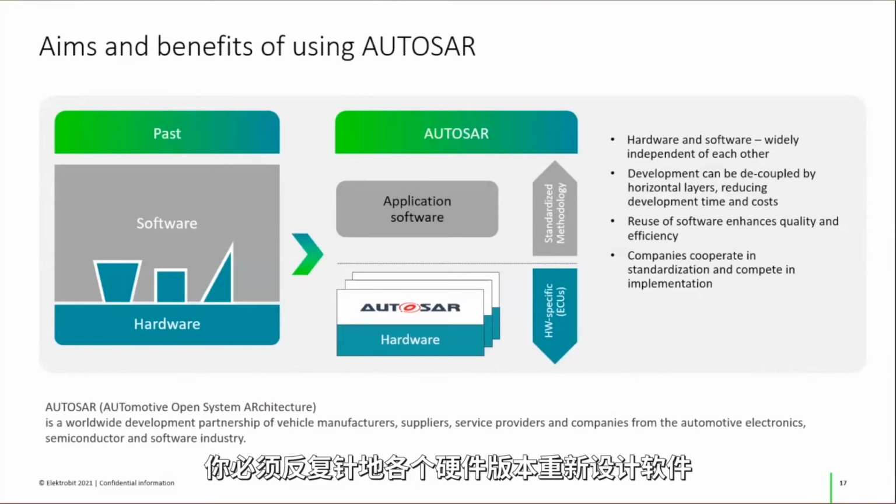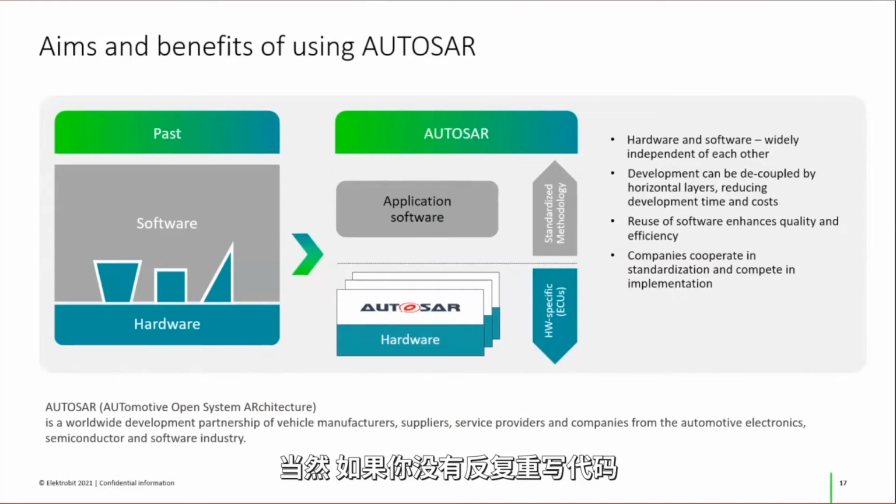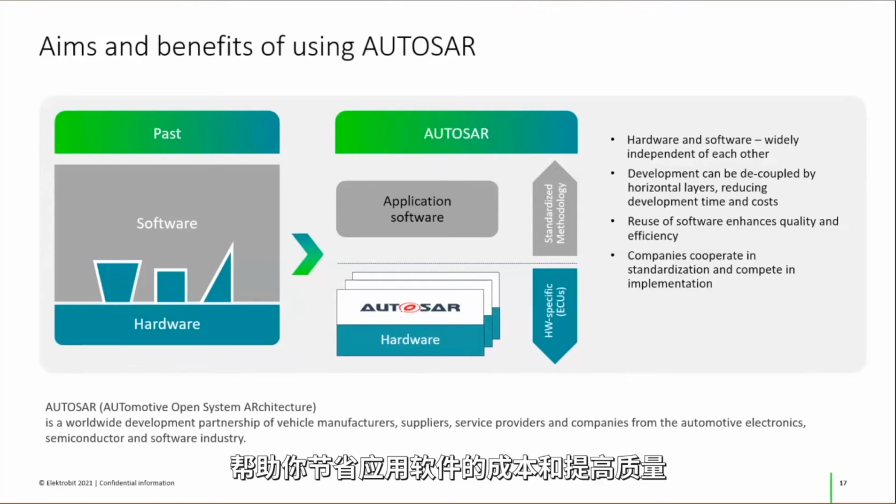Think in terms of how it was in the past. You really reinvented the wheel again and again for each and every hardware. So you become more efficient in developing your application. And of course, if you don't rewrite over and over again, you can refine the software step by step. So the quality of your application software increases too. This is how AUTOSAR can help you to save costs by reusing applications and increasing the quality.